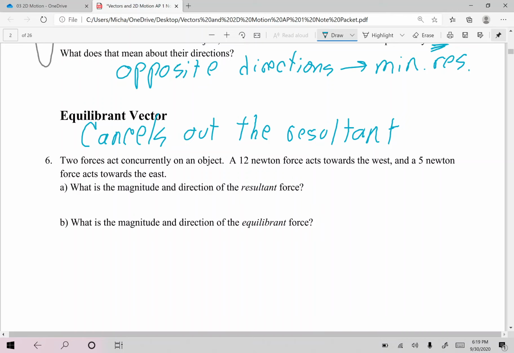So, as an example, two forces act concurrently. Again, that just means at the same time, and does not mean anything about direction. A 12 Newton force acts towards the west. Every time I do these, I'm going to draw them out because I think it helps me picture what's going on.